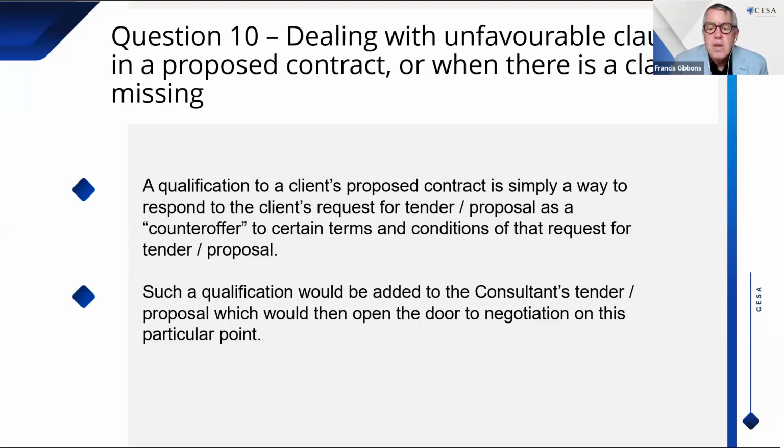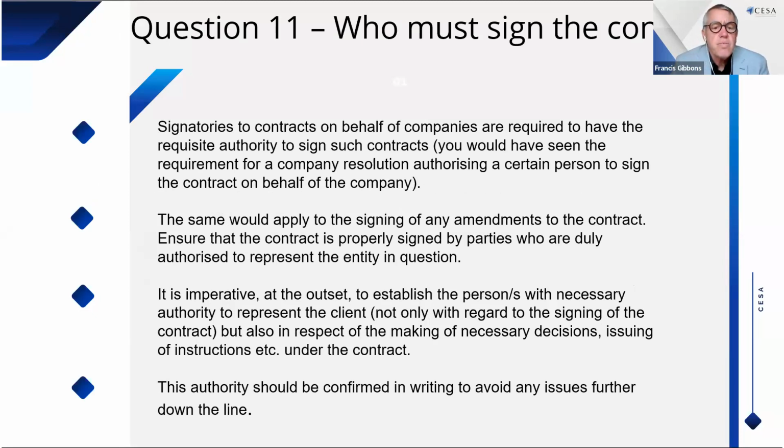Then the final question is, who must sign the contract? I think in the case of the consultant, signatories to the contracts on behalf of companies are required to have the requisite authority to sign such contracts, and most of the government tenders and client bodies require you to submit that with your tender. But obviously the same would apply to signing of any amendments to the contract. Ensure the contract is properly signed by the parties who are duly authorized to represent the entity in question.